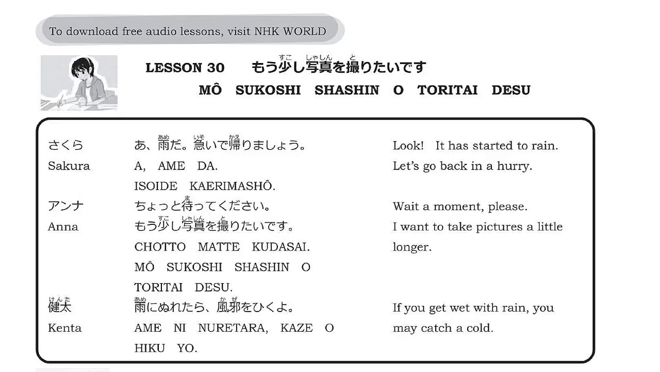Anna says, ちょっと待ってください。 Wait a moment, please. ちょっと is a moment, for a little while. 待って is the te form of 待ちます, to wait. If you attach ください, please, you can express a request. もう少し写真を撮りたいです。 I want to take pictures a little longer. This is today's key sentence.